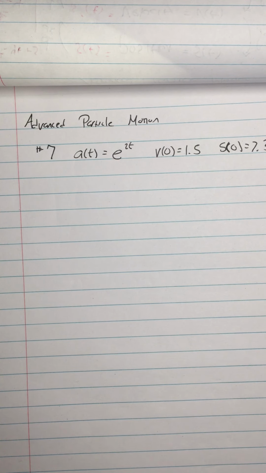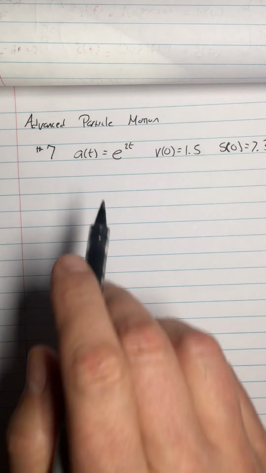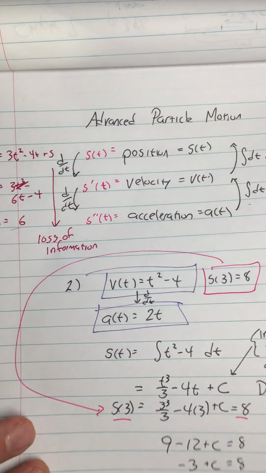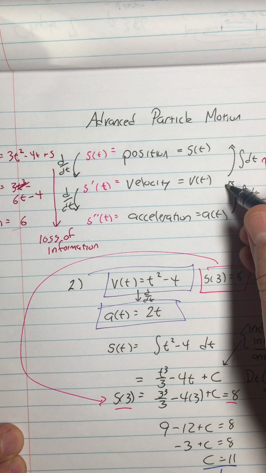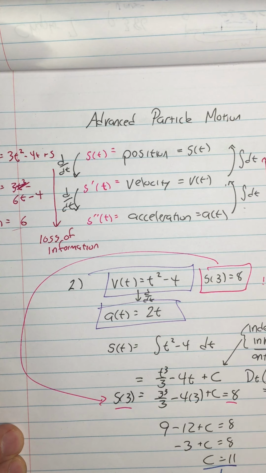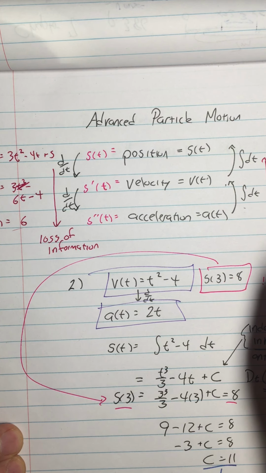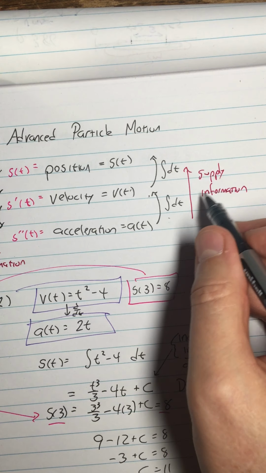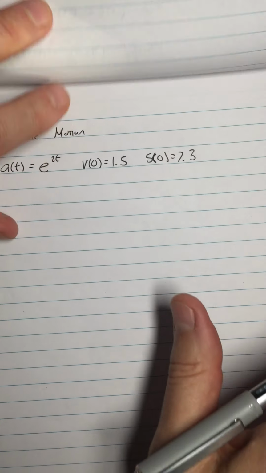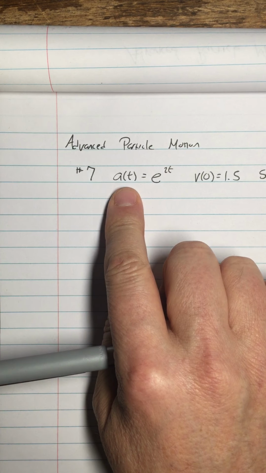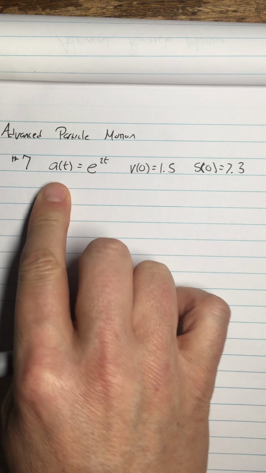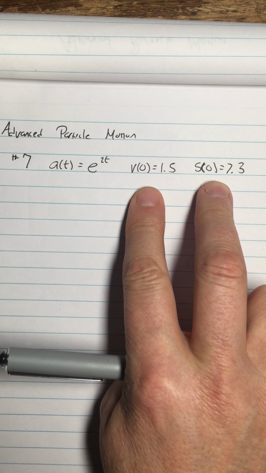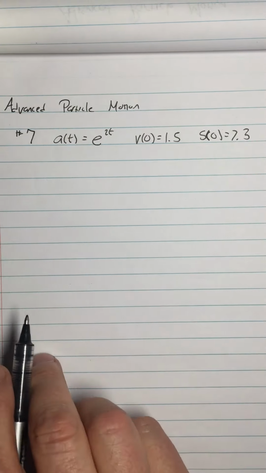All right, so number 7, they give us acceleration. So we have to work all the way up the ladder, right? So we go up to velocity, we're going to go up to position, so we're going to have to integrate twice. And we're going to have to supply information at each step. That's why if you start with acceleration and you want to get a position function, you have to have 2 pieces of information supplied. Every time you step up that chain, you've got to have a piece of information that was lost when a derivative was done. So that's why 2 pieces of information if we're starting with acceleration.